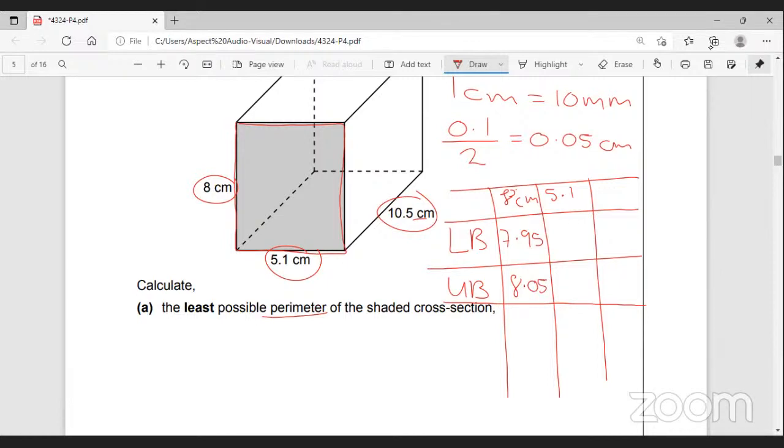So those that are online, are you guys fine? Yes, sir. Then we move on to the other side. So this one is done. So we move on to the other side for finding the perimeter, I mean the estimation of it. If you remove 0.05 from this, what are you going to get? 5.05. And if you add 0.05 to that, what are you going to get?